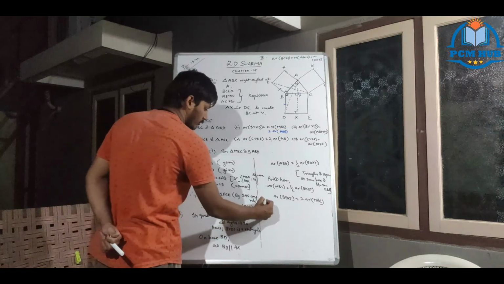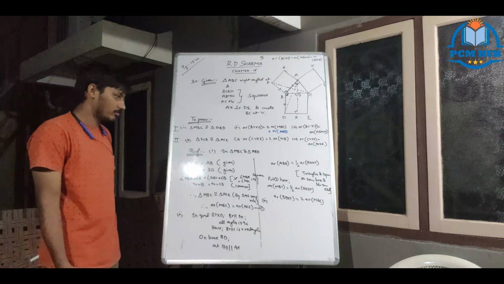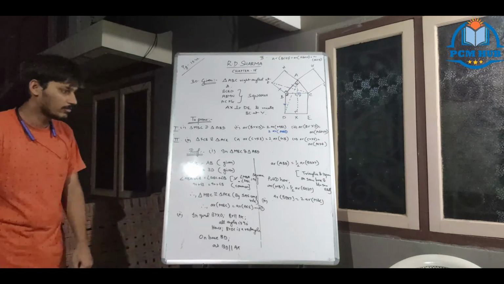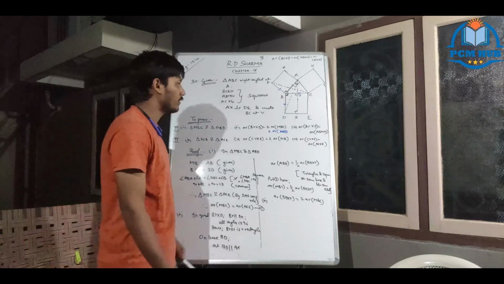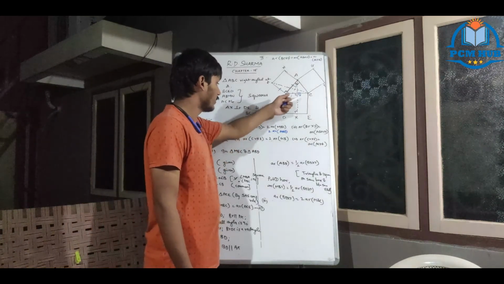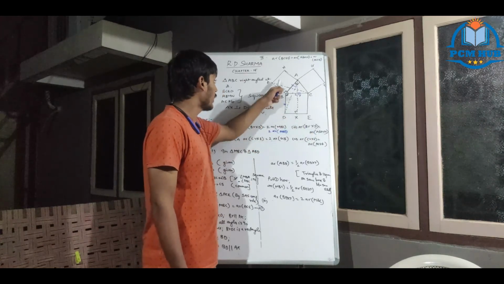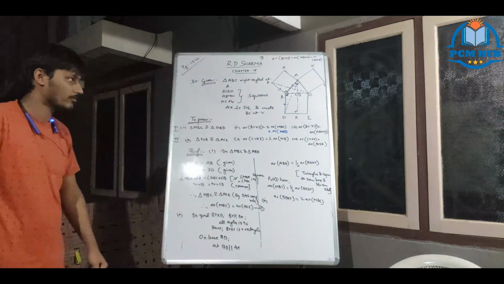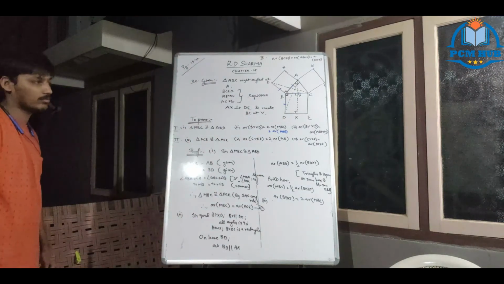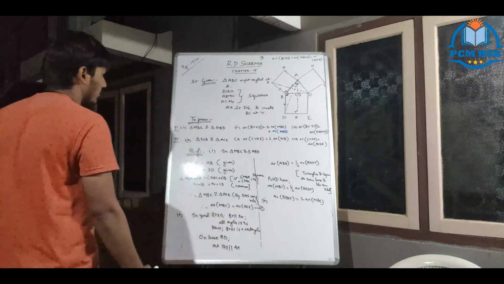Now next, third part. What is the third part? Area of BDXY is equal to area of ABMN. This is what we need in the third part. How? Do it quickly.